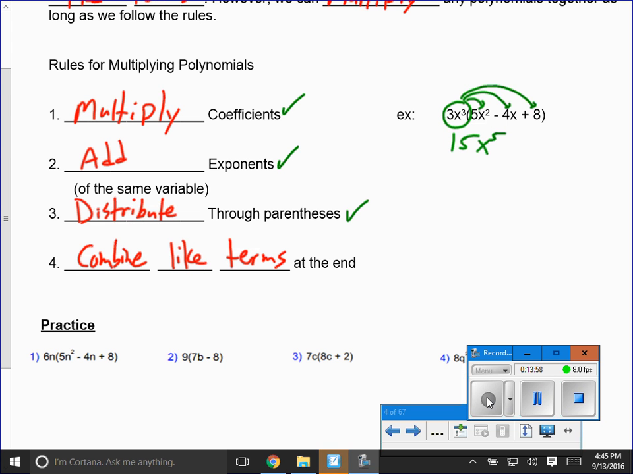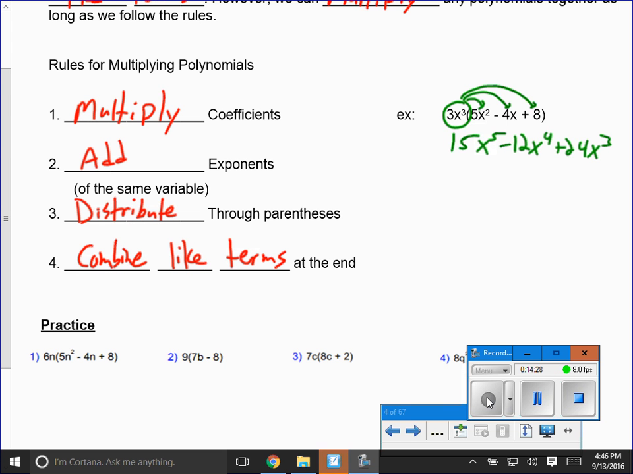Next multiplication, same thing. Multiply coefficients. Negative 12 from 3 times 4. X to the third times x. We have x to the fourth. And last, 3 times 8, 24. And that's just going to stay x to the third because there's no more powers of x to add. In this case, there's no like terms to combine at the end, so we don't have to do this one on this problem. Right, but as long as we follow those rules, we can multiply any polynomials together.